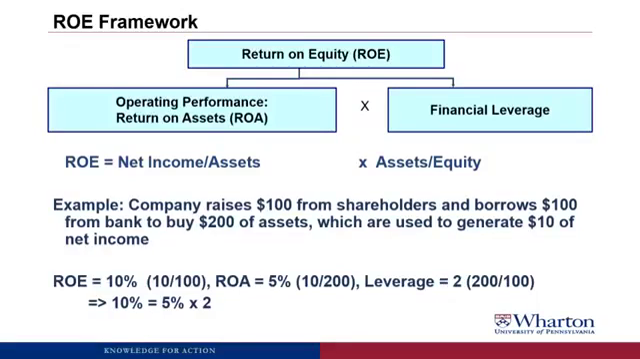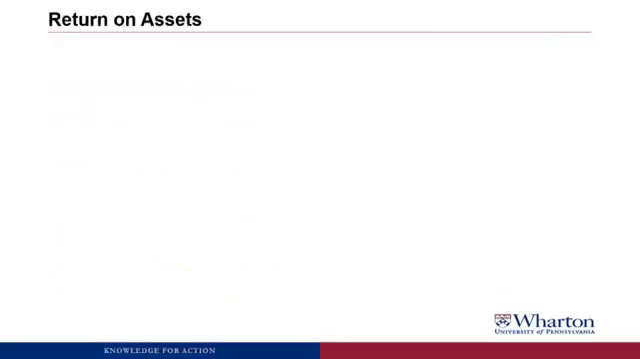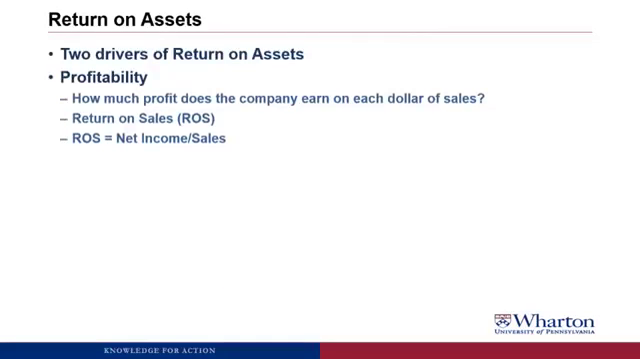Now that we've separated ROE into what's driven by operating performance and what's driven by leverage, we can drill down further into the ROA component because there are two big drivers of return on assets. The first is profitability. How much profit does the company earn on each dollar of sales? Here we're going to use a ratio called return on sales, ROS, which is going to be net income divided by sales. So for each dollar of sales, how much net income does the company earn? Each dollar that goes to the top line, we subtract out all the expenses. How much is left when we get to the bottom line, net income?